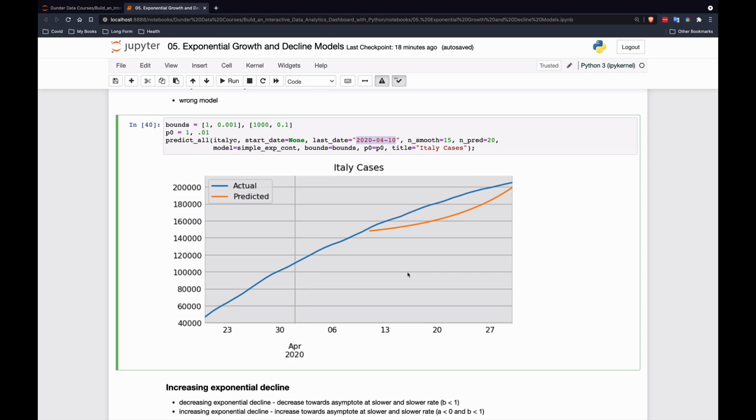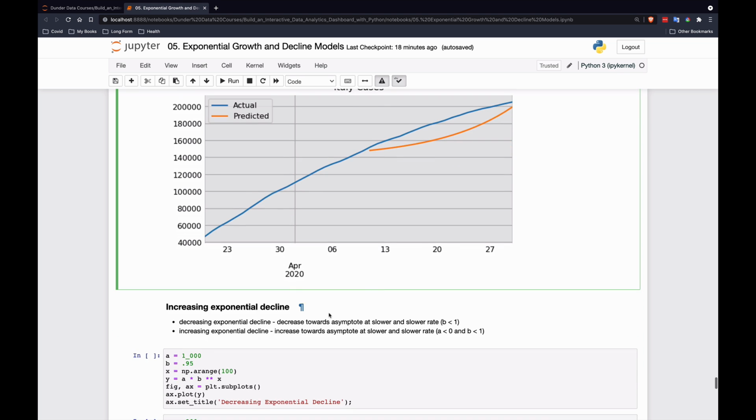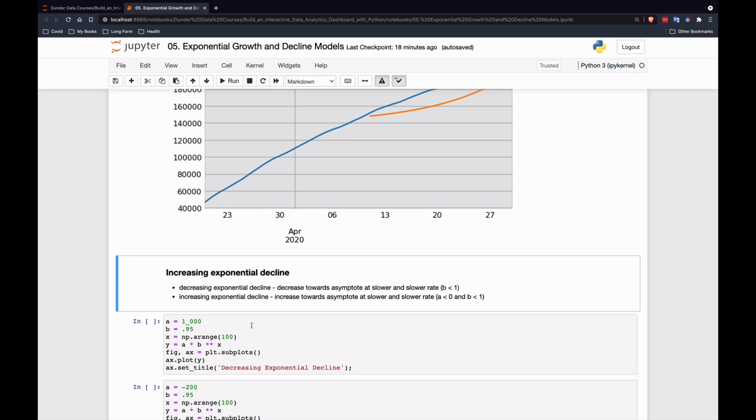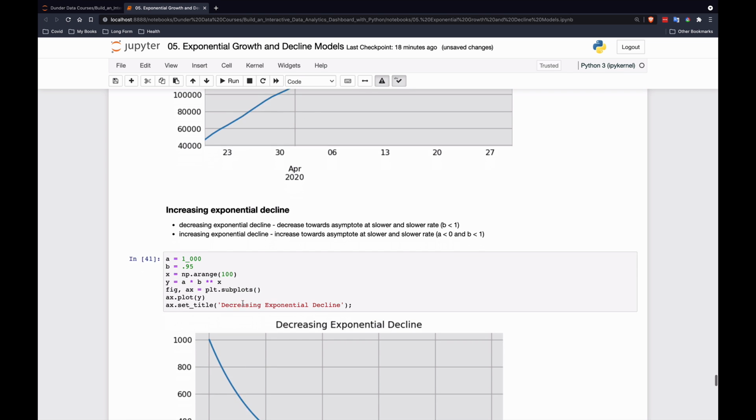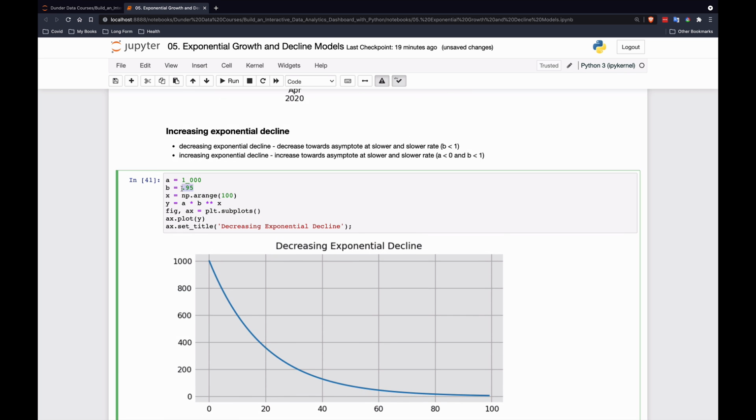So we need to use a different model, and we need to use a model that has some sort of exponential decline. Now there's a couple different types of exponential decline. The one that we've seen with our current model is called decreasing exponential decline. So the decreasing stands for the direction of the line, so in this case going down, and it's declining because it's going down at a slower and slower rate as the x values move on. So this is when b is less than 1. So over here we have b less than 1. And this is our simple exponential right there.